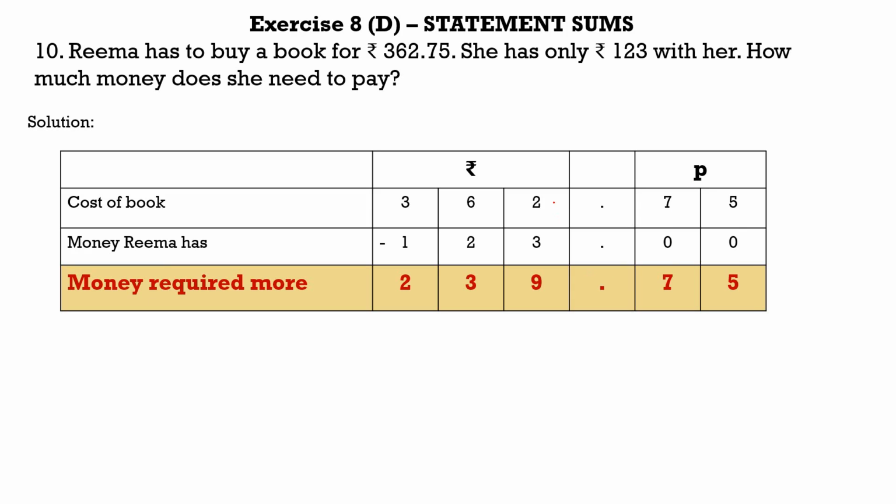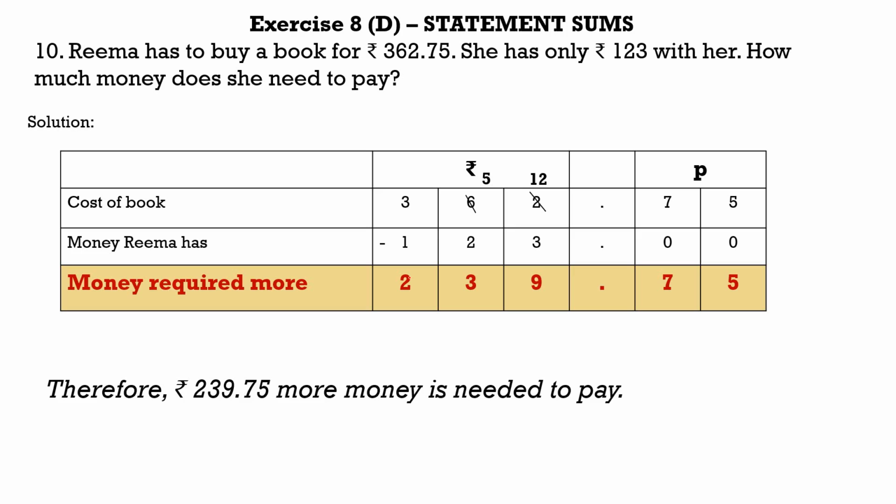Bring the point down in the same way. 2 minus 3 not possible. So let's borrow. It becomes 12. So 12 minus 3, 9. 5 minus 2, 3 and 3 minus 1, 2. So therefore, rupees 239.75 paise more money is needed to be paid to buy the book.